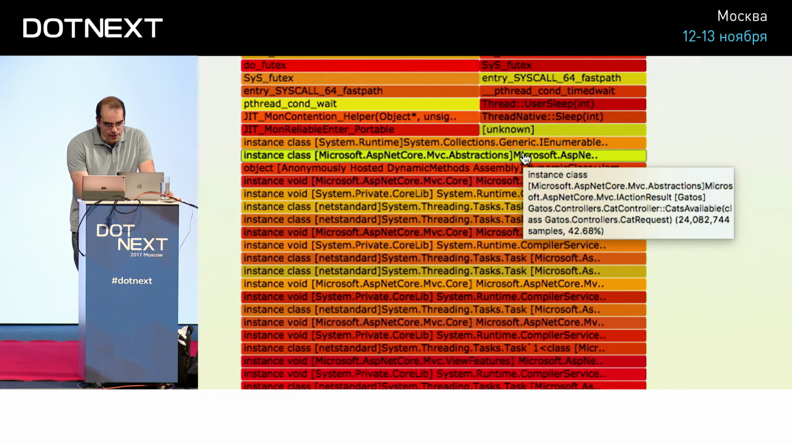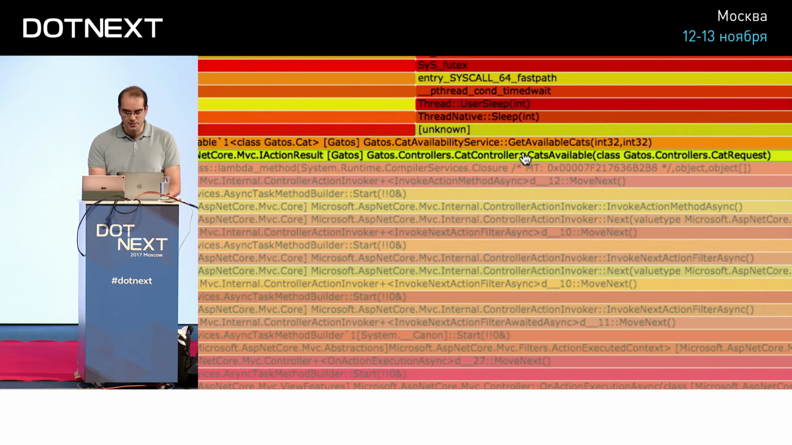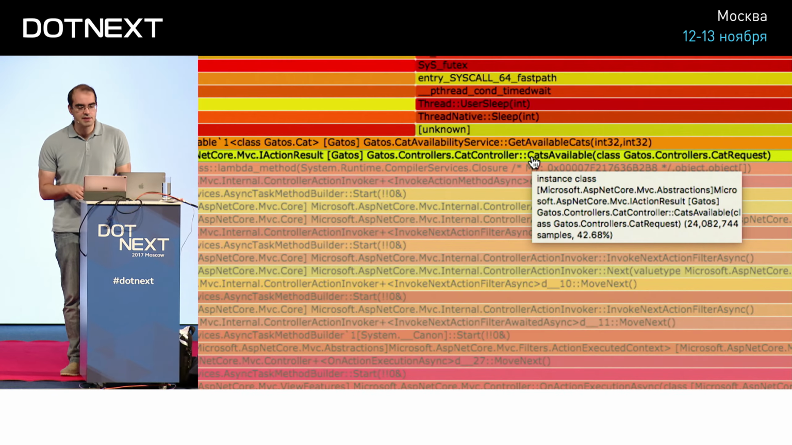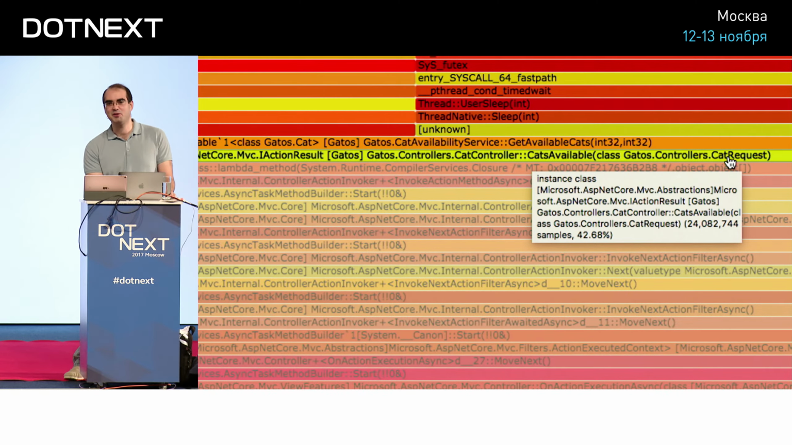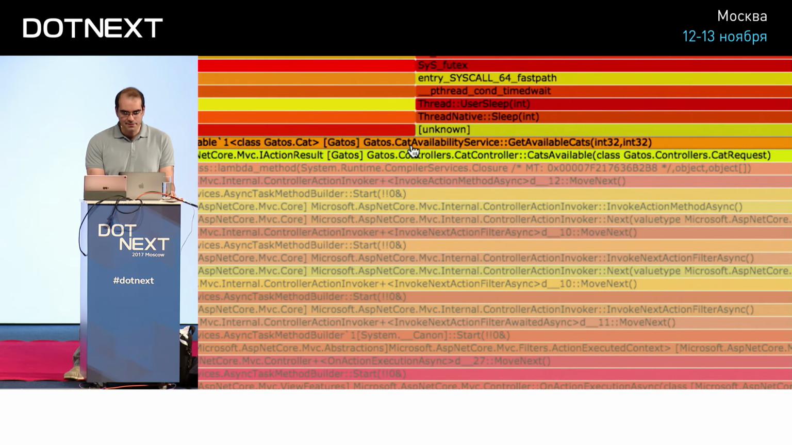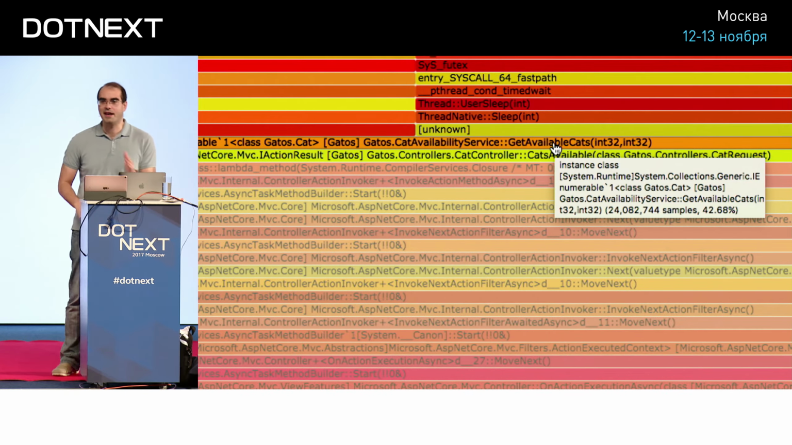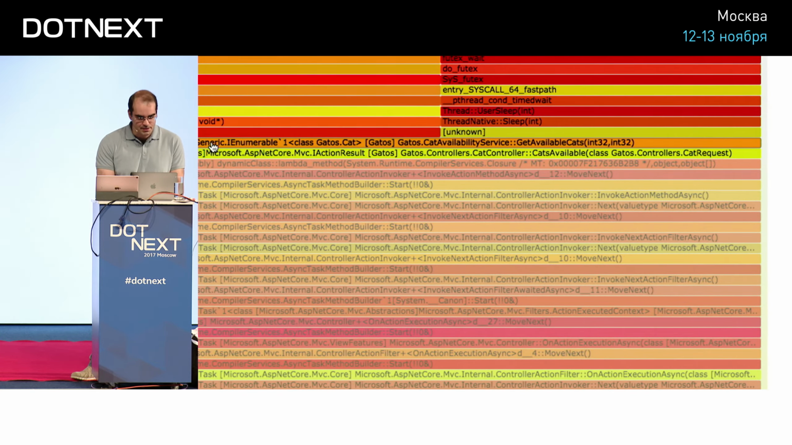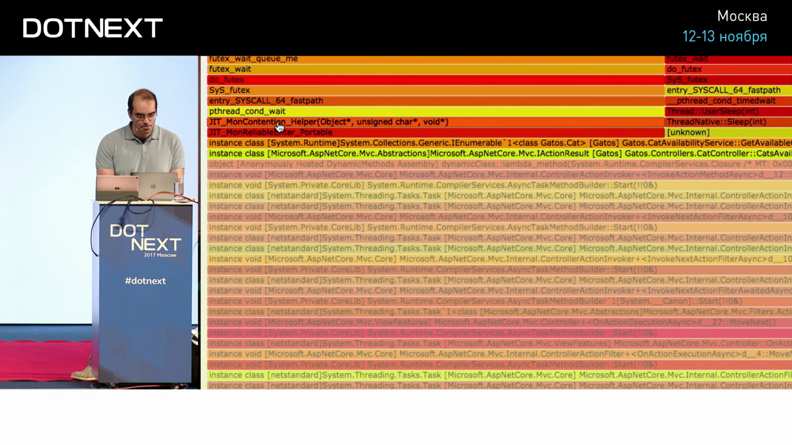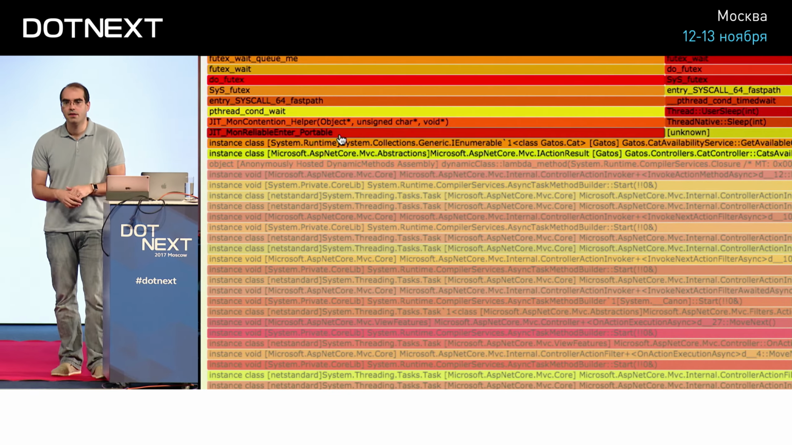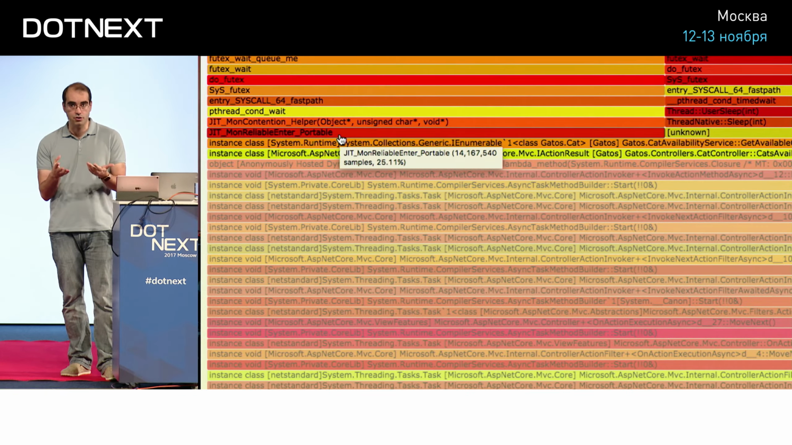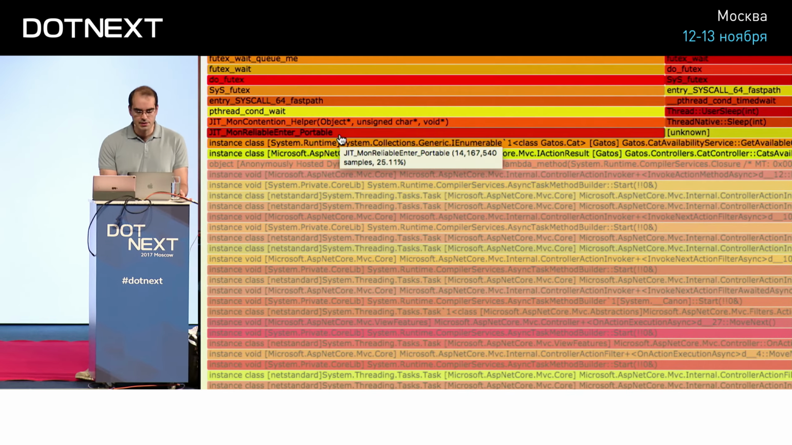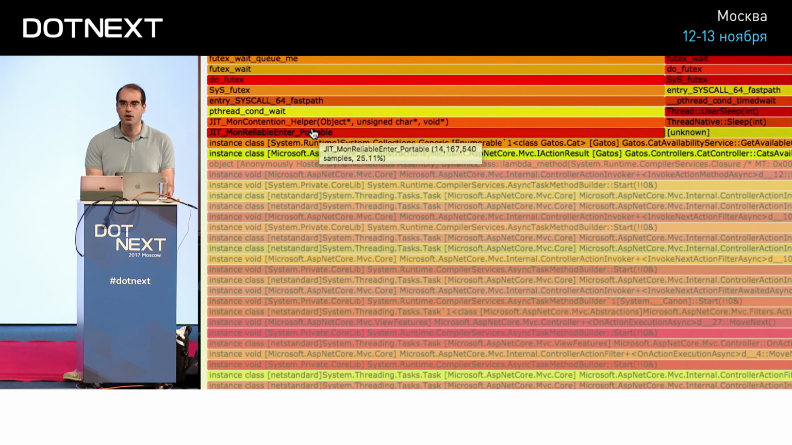But this thread here, if we keep going up a bit, this leads into my code. Specifically, this guy here is, if you look at the tooltip, it's actually kind of hard to read otherwise. So this is cat controller, cats available. This is a function in my application which got a cat request object, apparently. And this called cat availability service get available cats. And then I had blocked time going into two different places. The first one is going here. And this, if you look at the function names, this is trying to acquire a lock, trying to acquire a managed monitor. So a lot of my wait time is waiting for a lock.